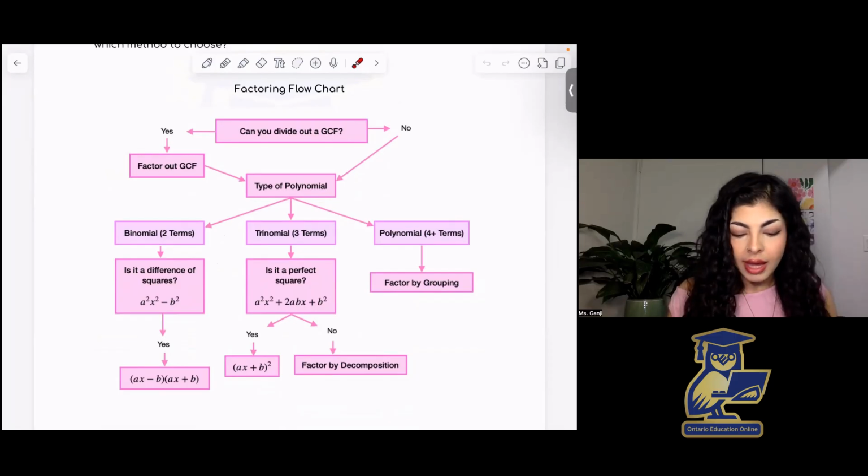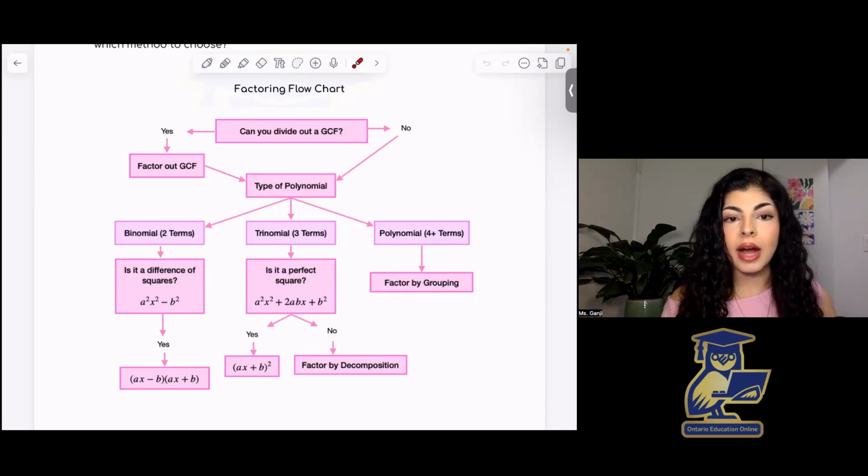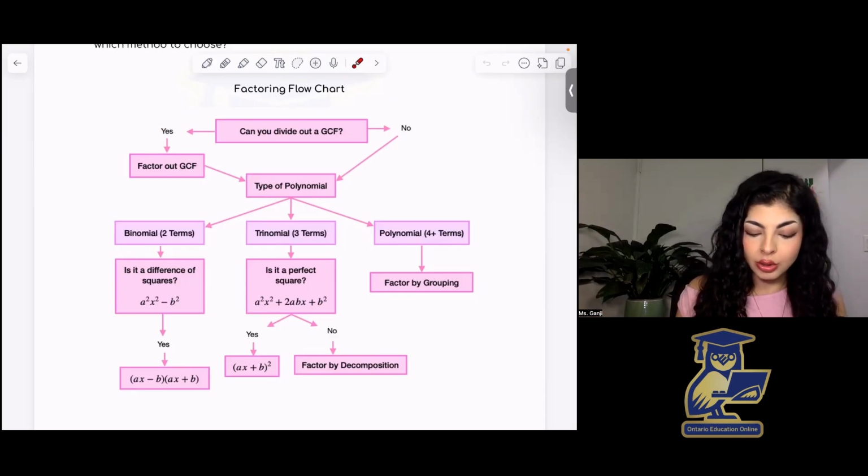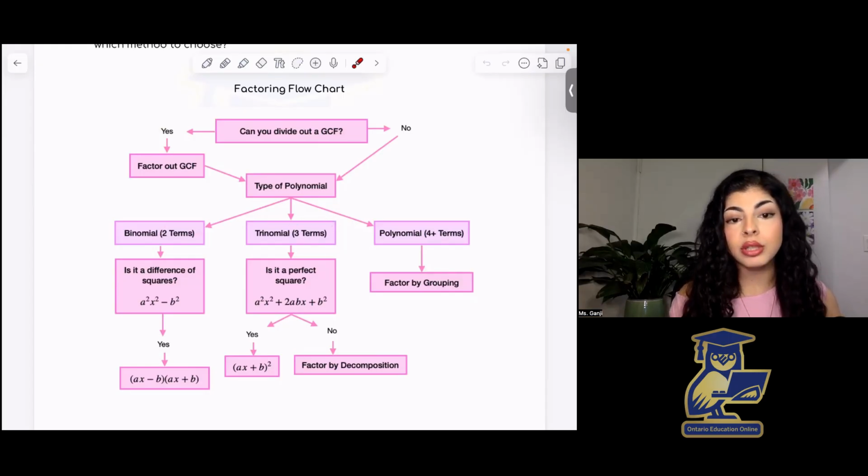So if we go on the yes side, we are factoring out, or if there's no greatest common factor, we then consider now what type of polynomial do we have? Is it a binomial? So is it two terms? Does it have three terms? Or does it have four or more terms? And these are the three main polynomials that we're going to look at through this course.